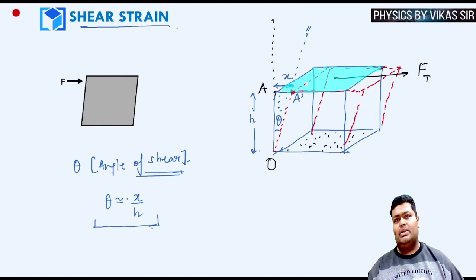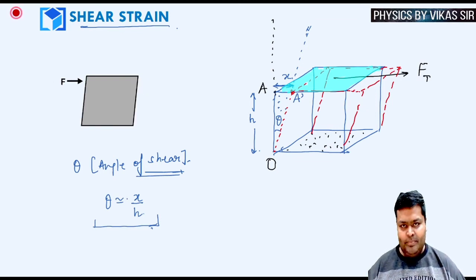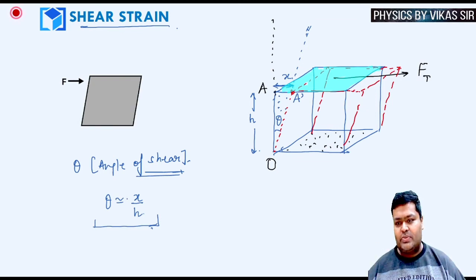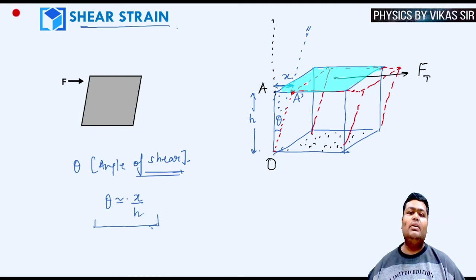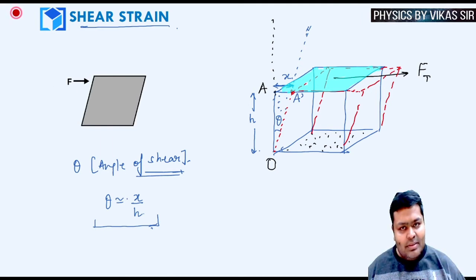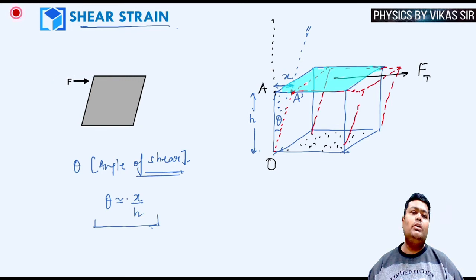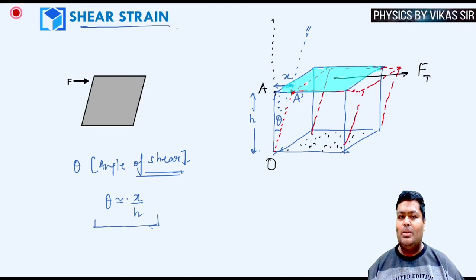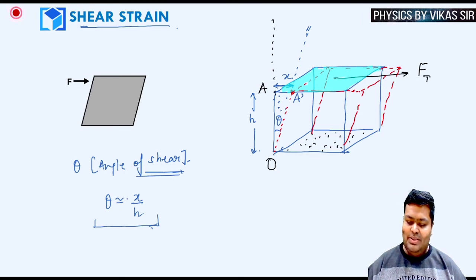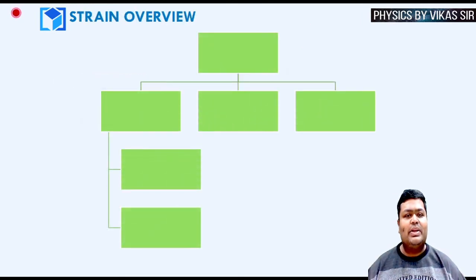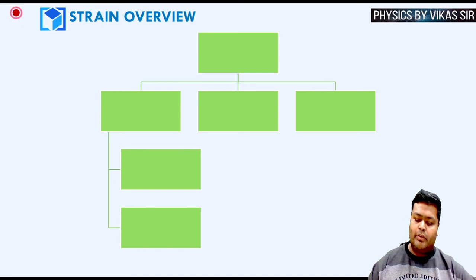So it is pretty much clear that when I'm talking about a linear strain and a volumetric strain, I'm going to talk about the change in the size or the dimensions. And when I'm going to talk about a shear strain or the angle of the shear, I'm going to talk about a change in the shape. So that's our mechanical strain types. So let's have an overview of it.